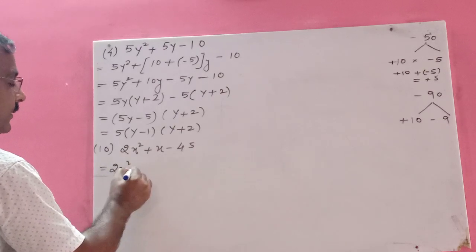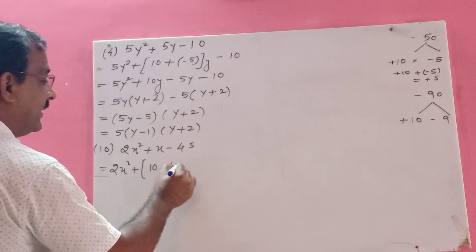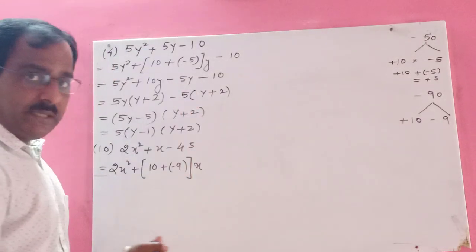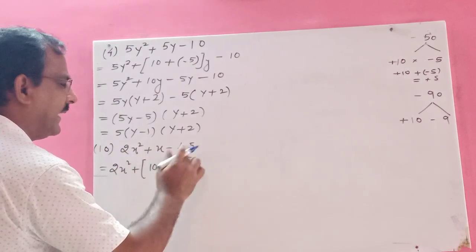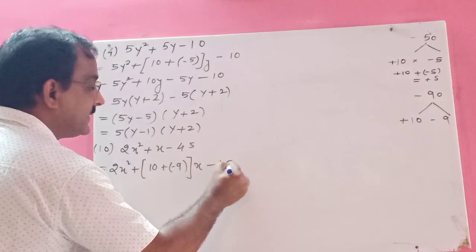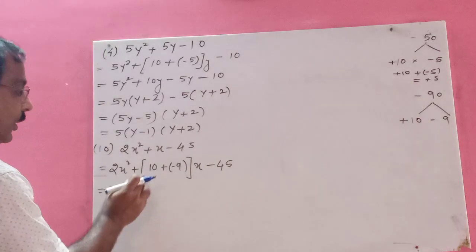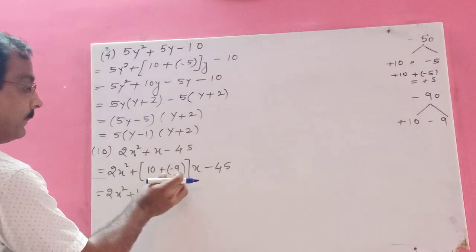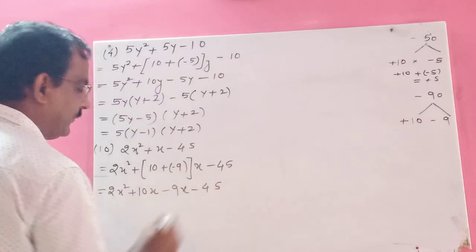2x square, plus, in square bracket, 10 plus minus 9 close, and again I am repeating the same thing. Do not write 10 multiplied by 9 here. Write this number as it is. 2x square. Now plus 10 multiplied by x is plus 10x. Minus 9 multiplied by x is minus 9x, minus 45.